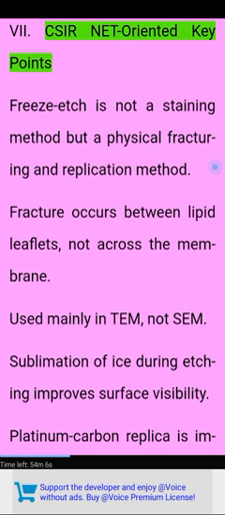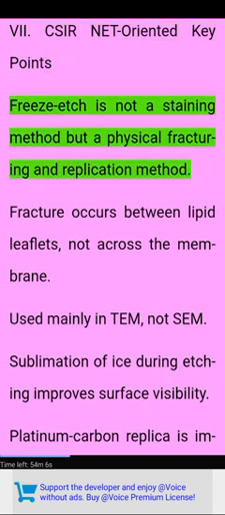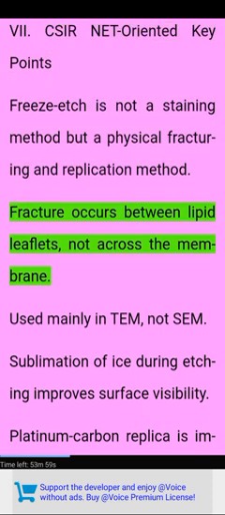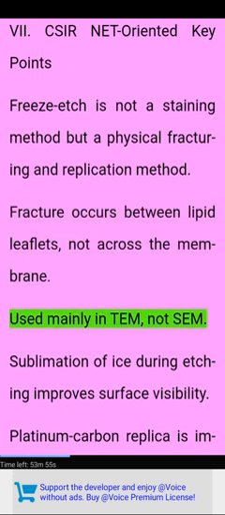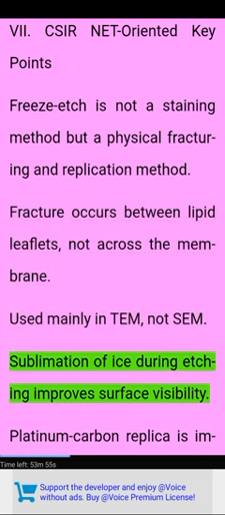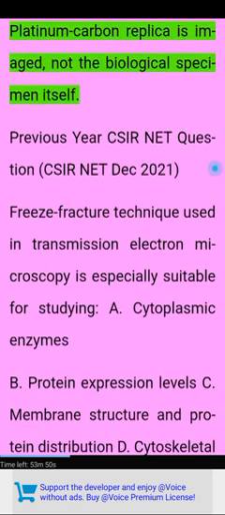7. CSIR NET-oriented key points. Freeze etch is not a staining method but a physical fracturing and replication method. Fracture occurs between lipid leaflets, not across the membrane. Used mainly in TEM, not SEM. Sublimation of ice during etching improves surface visibility. The platinum carbon replica is imaged, not the biological specimen itself.